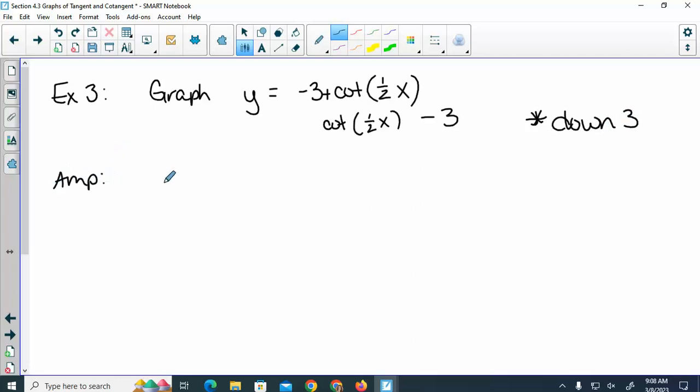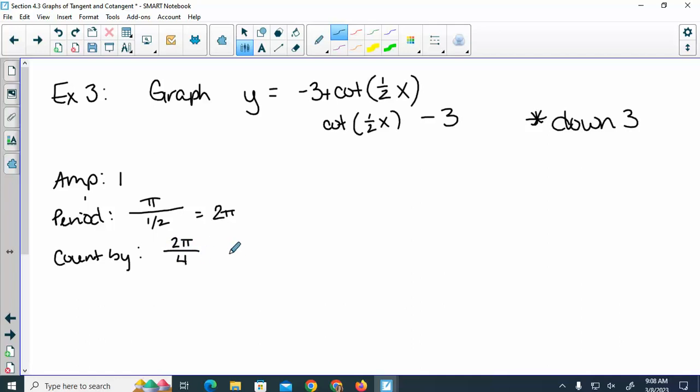So amplitude, the coefficient of cotangent, which is 1. Period. Normal period for tangent and cotangent is pi, divided by the 1/2, so we get 2 pi. Count by, period divided by 4, so you get pi over 2.